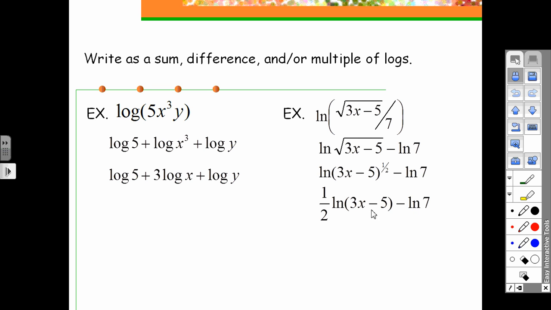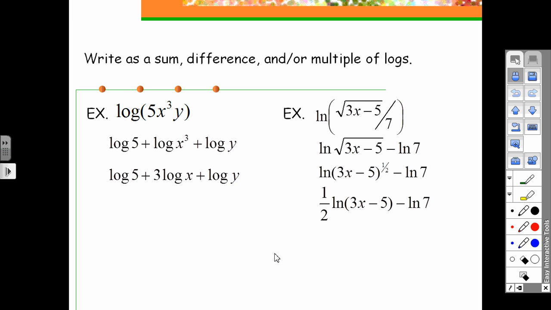Now, some people might look at this and think that they distribute to both of these, but you can't. This is one quantity, and we can only break it up if this would be multiplied or divided. Could we break it up into other logs? So do not distribute the 1/2 natural log to the 3x to the -5. We're done at that point.